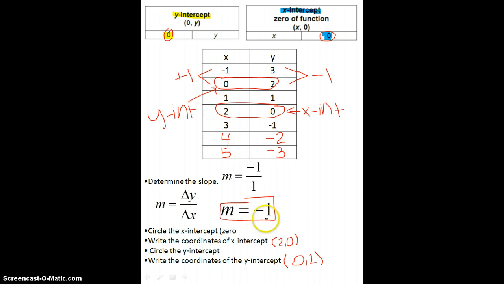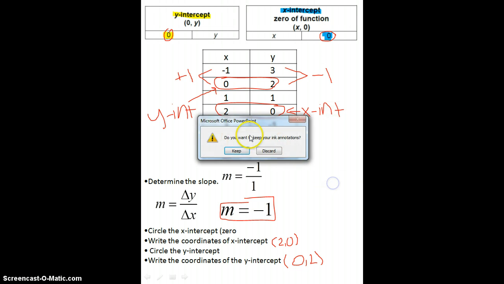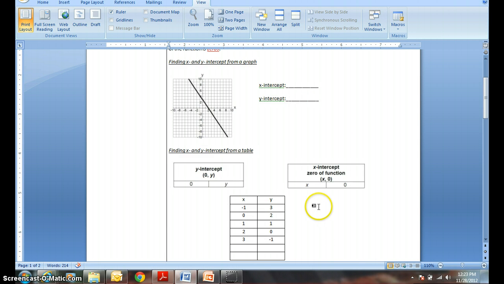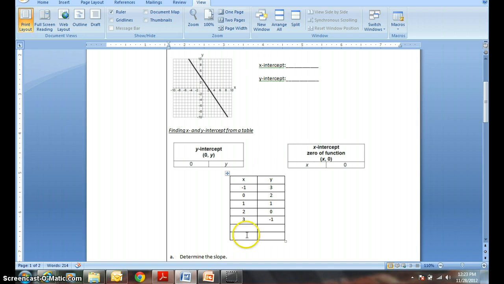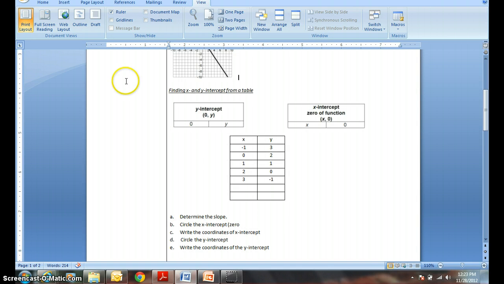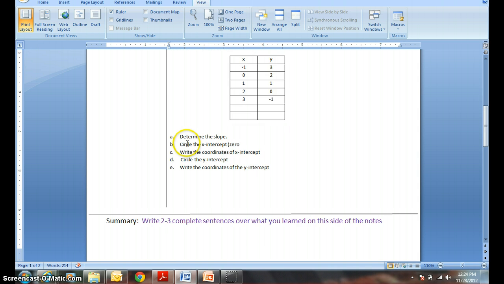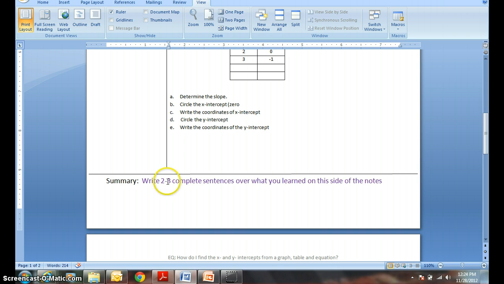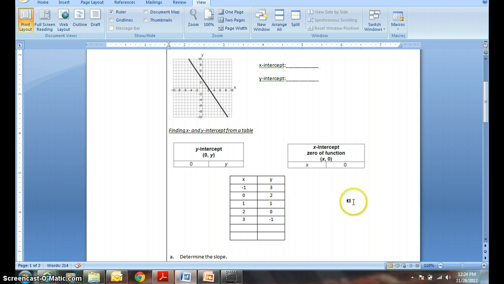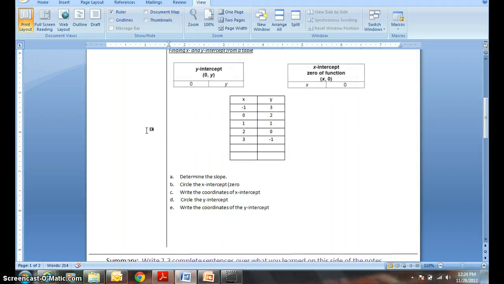Okay, now let's go back to our Cornell notes. Now that you've finished this page, I want you to pause the video and fill out the side with questions that I may ask on a test, an aha moment, bring out that thinking, and then I need you to write a summary. Write 2 to 3 complete sentences over what you learned on this side. When you're ready, start the video back up. We're going to go to the back of the Cornell notes.